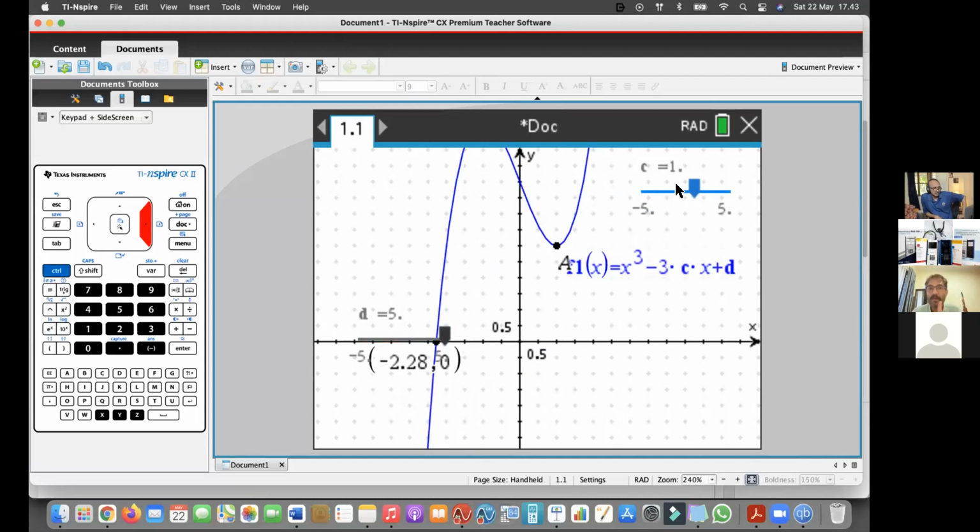Remember, we are looking at 1 point of intersection with the x-axis, right? Only one x-intercept. So this point, point A, is again very, very important. You see, in this situation on your screen, there is only one x-intercept. But what happens when you change the value of D?